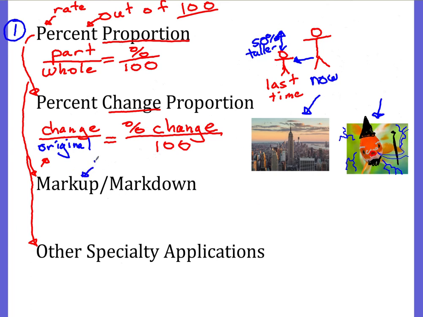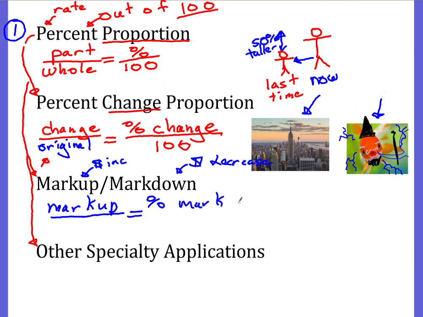So markup, you can just think of that as a price increase. Markdown is just going to be a price decrease. So you could think of a sale and, I guess, an unsale if they're putting the price up to try to make a profit. So a markup, if it's a percent increase, is really no different than a change. So instead of talking about change and percent change, we just get a little bit more specific. We're talking about markup and percent markup.